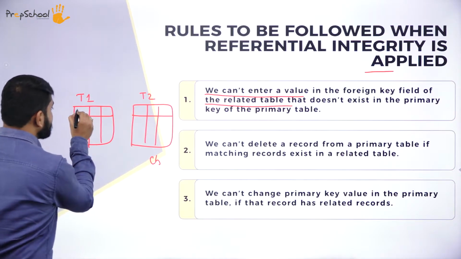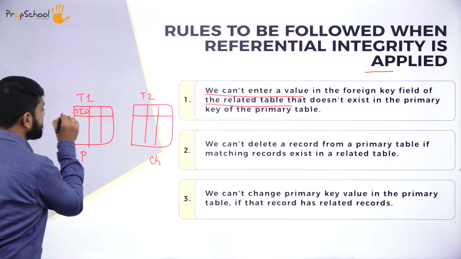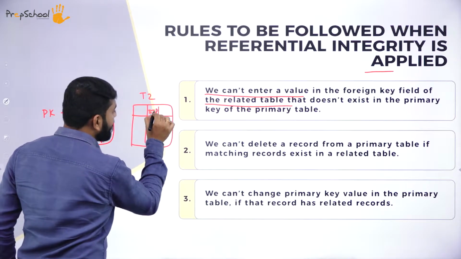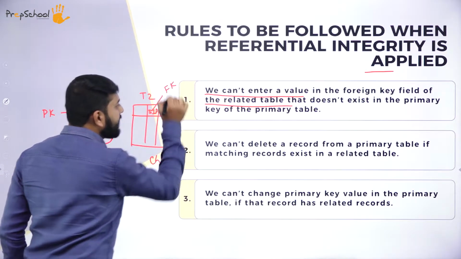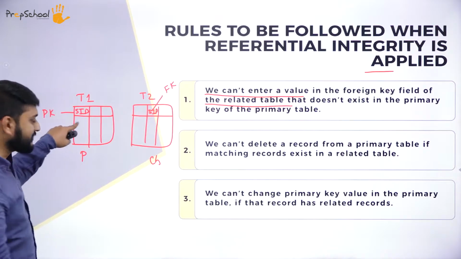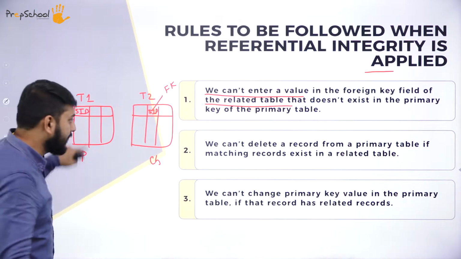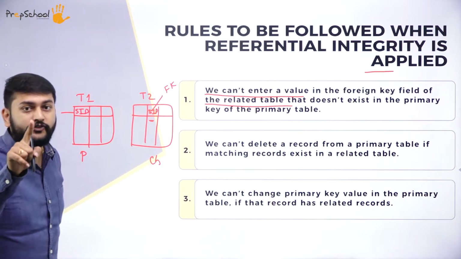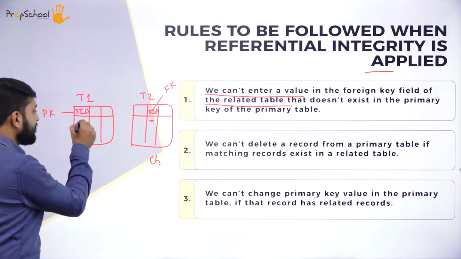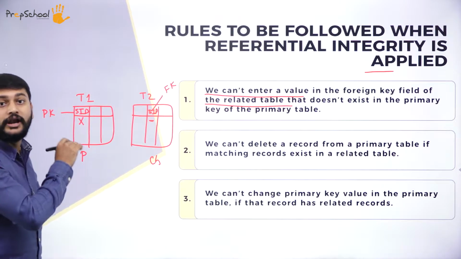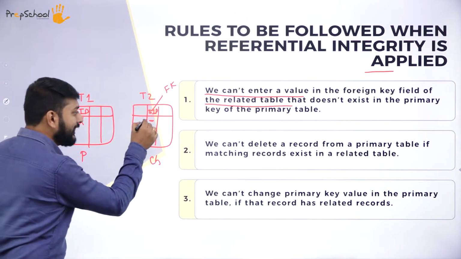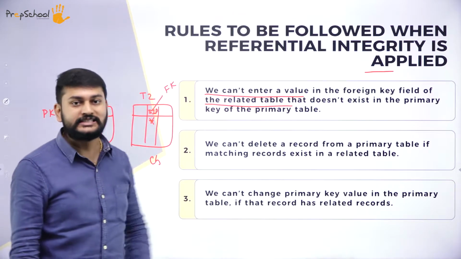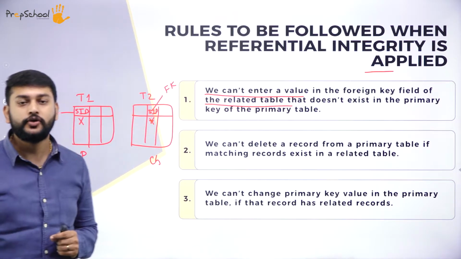What is the meaning of it? SID is a primary key here. The same SID I will have here, but here it cannot be a primary key. It will be a foreign key. First I have to enter the value for the primary key and then I have to enter the value for the foreign key. That is the point that you have to understand. Suppose I skip this and directly enter the value here. This is not possible.